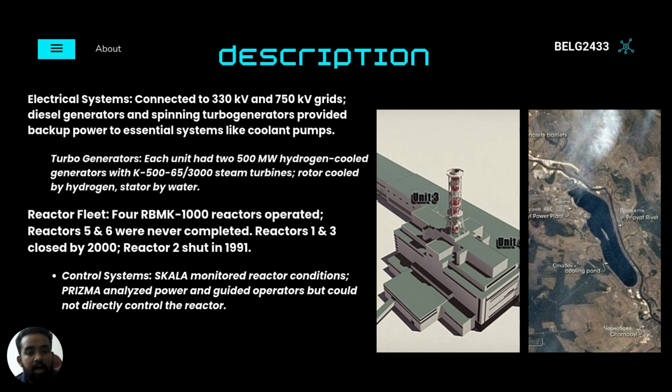Reactor fleet. 4 RBMK 1000 reactors operated. Reactors 5 and 6 were never completed. Reactors 1 and 3 closed by 2000. Reactor 2 was shut down in 1991.